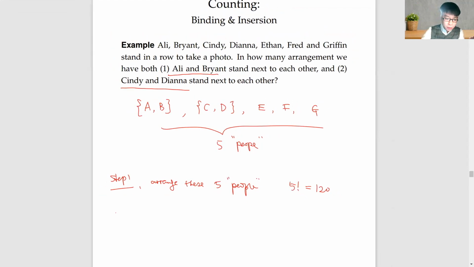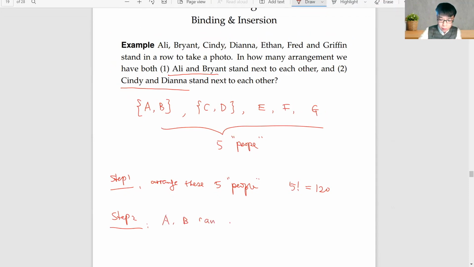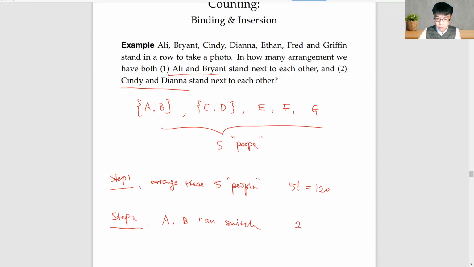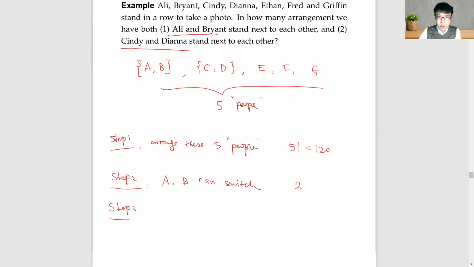And next, A and B are bound together, but we still have some freedom. A, B can switch: which person is on the left and which on the right, we can switch. So there are two choices, two ways. Step 3: C, D can also switch.